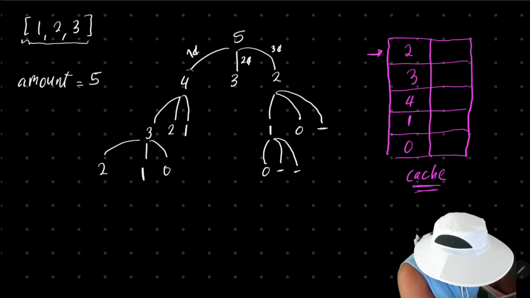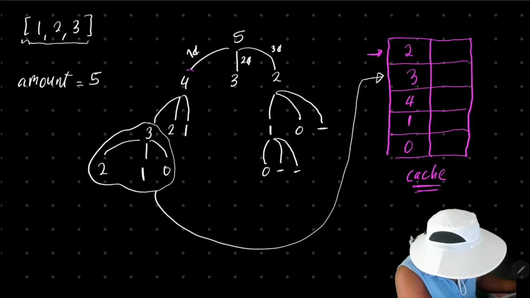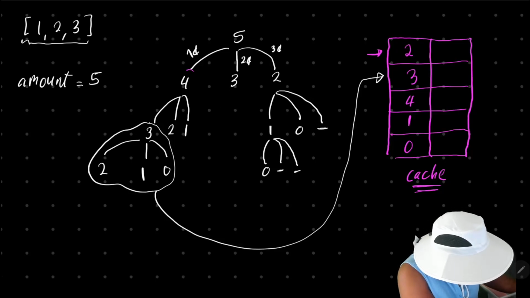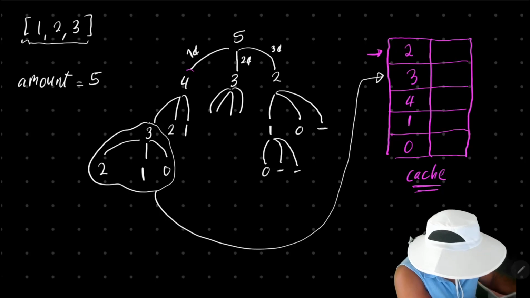What I can do is just take my answer from here, whatever answer the subtree gives me, and store the result in my cache over here. Which is going to save me all the time and the memory that I would have had to go through if I let it branch out like before memoization, or before caching. I'm just going to use the term caching.